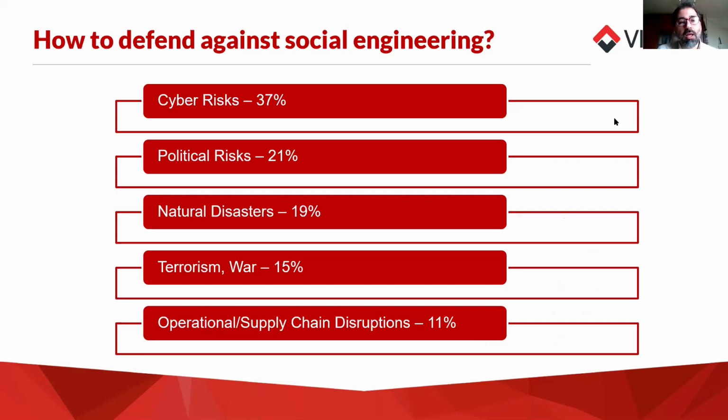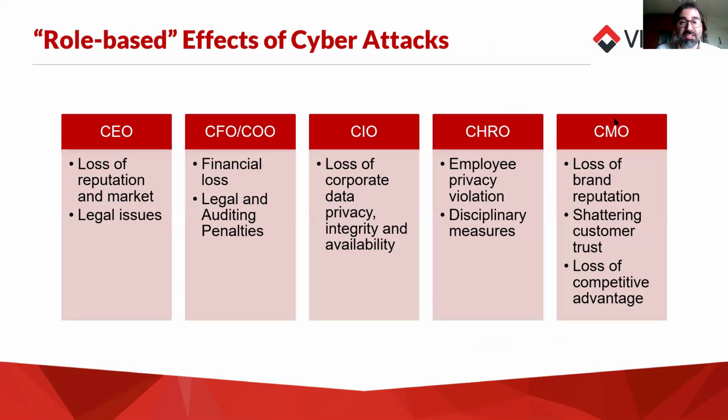Okay, so you can see the percentage of cyber risks, political risk, natural disasters, terrorism, war, and operational supply chain disruptions of the business worldwide. Cyber risks are very huge. And you can see the role-based effects of cyber attacks. For example, for a CEO, loss of reputation and market, legal issues. Yes, he has to handle all those things.